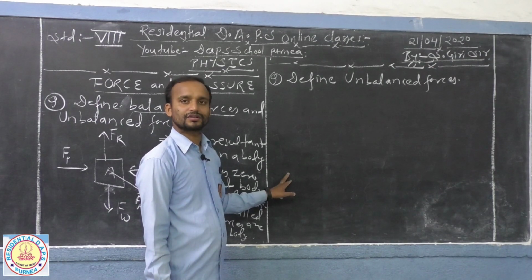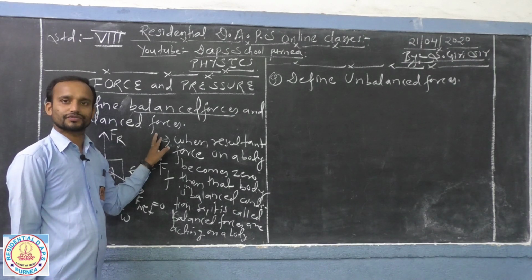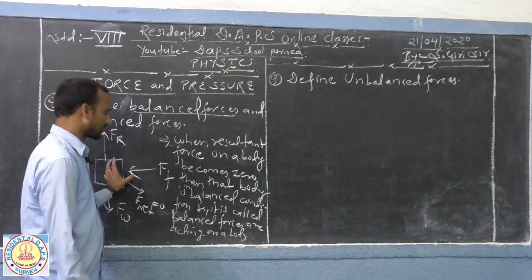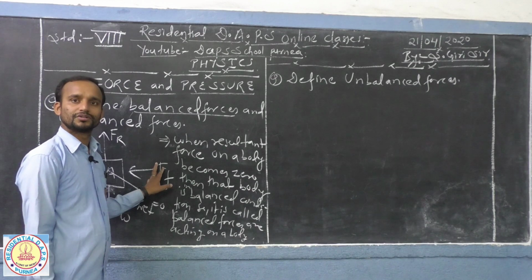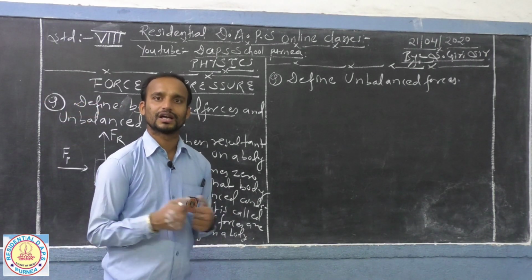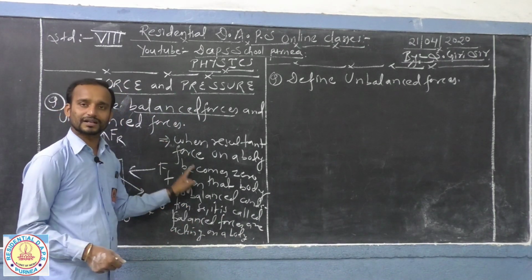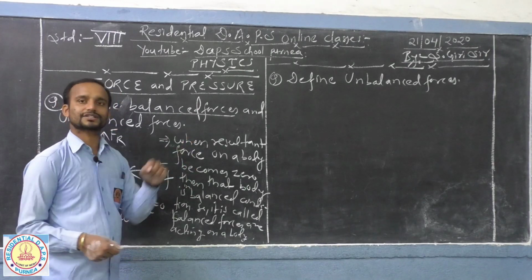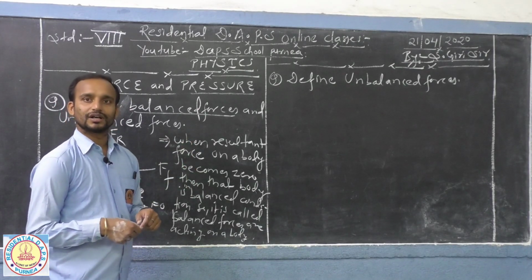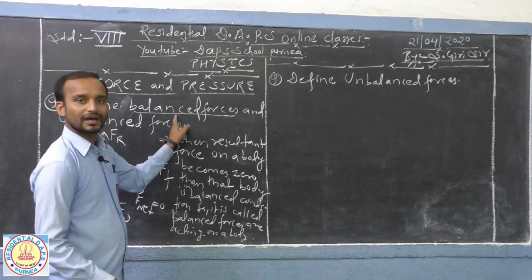So dear students, I think you might have been well clear about the balanced forces. It means that when the resultant force becomes zero, when the opposite acting forces cancel out each other, at that time the net force becomes zero. That state is the balanced state, and the forces acting on that balanced body or the object at rest are known as balanced forces.